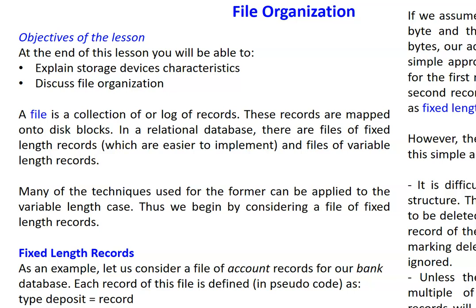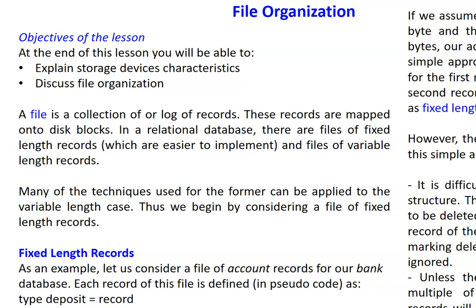What is a file? A file is a collection or a log of records. So you have a file that has different records. And remember that each and every particular record has fields. Remember, a field is an attribute. So these records are mapped onto the disk blocks. Each and every particular record that you have is put onto the disk block, and then of course the disk block is comprised of different pages.